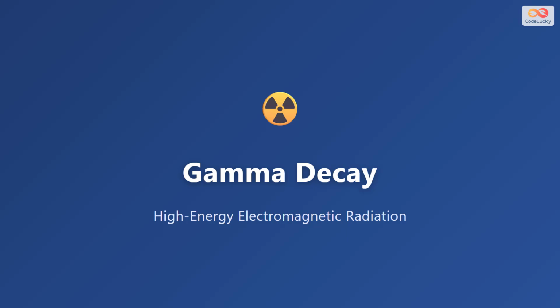Welcome to this lesson on gamma decay, one of the three major types of radioactive decay. Gamma decay involves the emission of high-energy electromagnetic radiation from atomic nuclei. This process is fundamentally different from alpha and beta decay, as it doesn't change the composition of the nucleus itself.